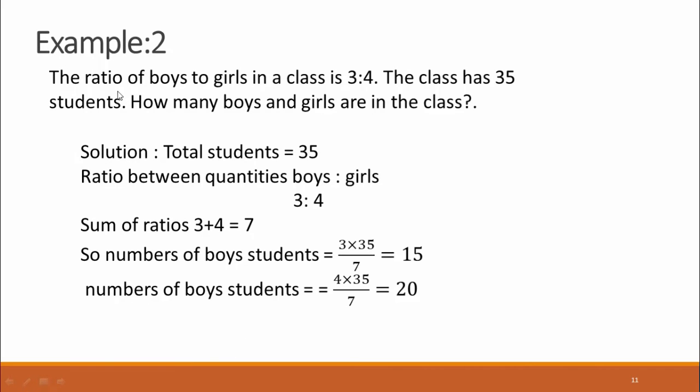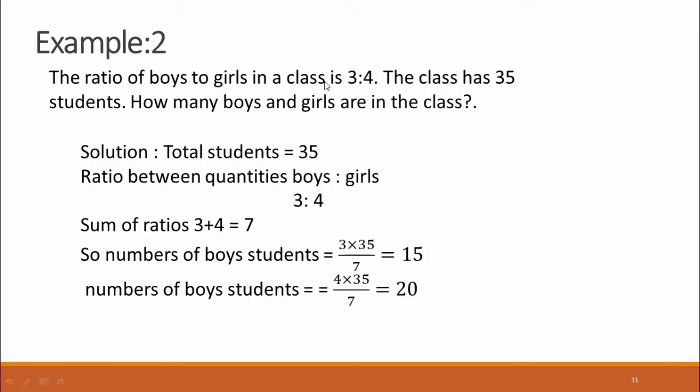Now another example: the ratio of boys to girls in a class is 3:4. The class has 35 students. How many boys and girls are in the class? So, dear students, first of all, point out the total. The total students in the class is 35. Now, the ratio for the quantities is boys to girls. Boys come first position and girls come second position. So the ratio can be written as boys to girls. These are the rules for representing the ratio between quantities.